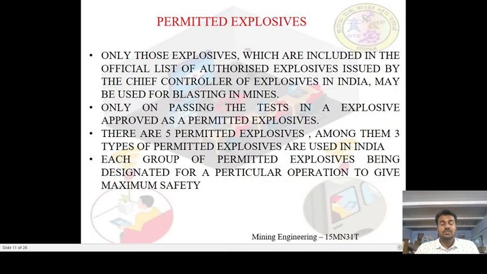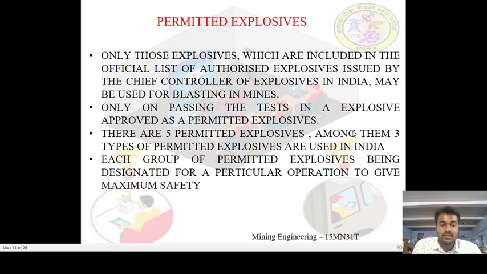Now, let's go to our next topic, the permitted and non-permitted explosives. First, let's deal with what permitted explosives are. These are the explosives included in the official list of authorized explosives issued by the Chief Controller of Explosives in India, which may be used for blasting in mines. Only on passing the test are explosives approved as permitted explosives.